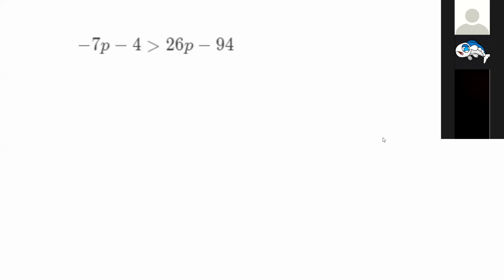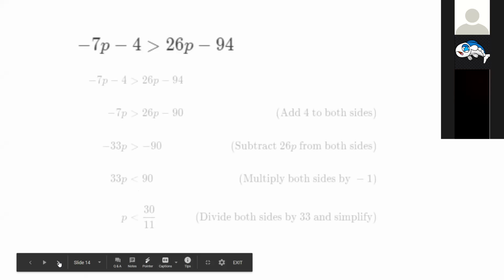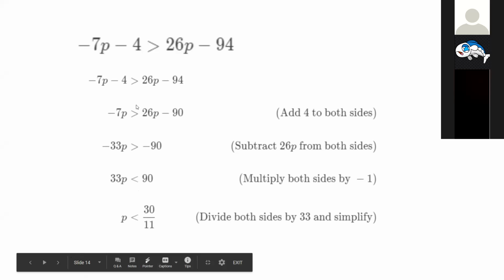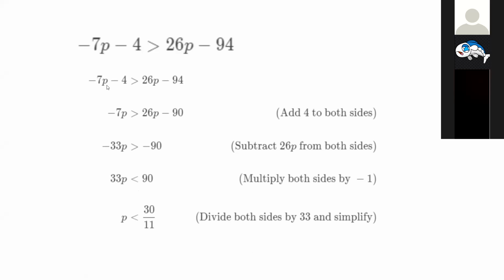Let's see if that answer is right. So this is the long process of doing it. You have negative 7p minus 4 is greater than 26p minus 94. Then you add 4 to both sides. And then negative 33p is greater than negative 90. Then multiply both sides by negative 1 and then divide by 33. So yeah, great job.